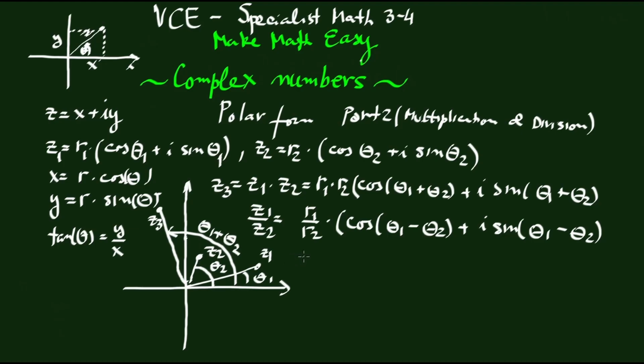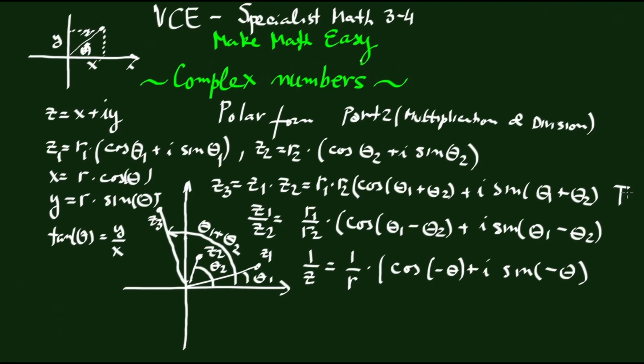So there is one more theorem. It says 1 divided by z equals 1 divided by r times cosine of minus theta plus I sine of minus theta. We'll call them theorem 1, theorem 2, and we'll call this theorem 3. So that's what we'll use.